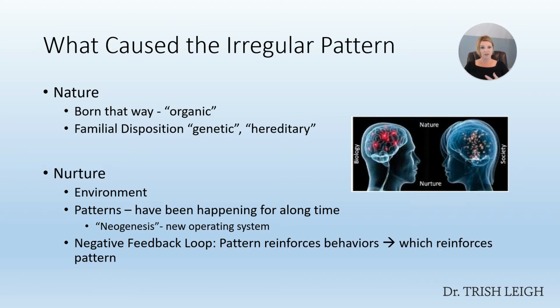Nature is either a family disposition, which in the science is sometimes called genetic. I like to think of it more as hereditary or a familial disposition, meaning that brains don't fall far from the tree. So our brain performance pattern is like that of our parents, one parent or the other. And in ADHD, most times there is one parent or the other that also has the ADHD brain pattern, and there's a history of ADHD in the family.